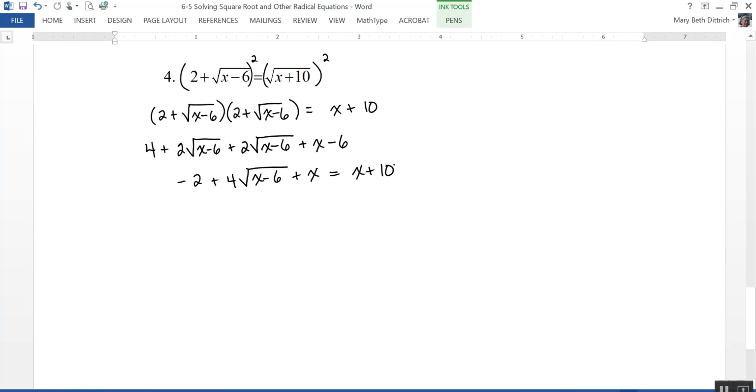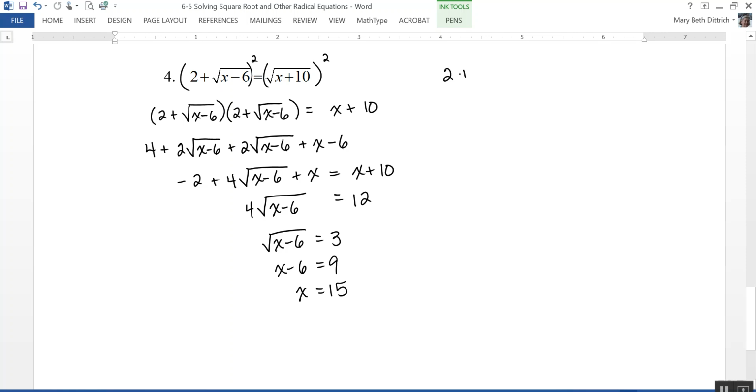Okay, now I have one square root in my equation, so I can isolate that. Notice that when I subtract x from both sides, the x goes away. I'll add 2 on both sides, so that's going to give me a 12. And then I'll have 4 square root of x minus 6. Divide both sides by 4. Square root of x minus 6 equals 3. Square both sides. X minus 6 equals 9. And add 6. X equals 15. Okay, one answer. I do need to check that.